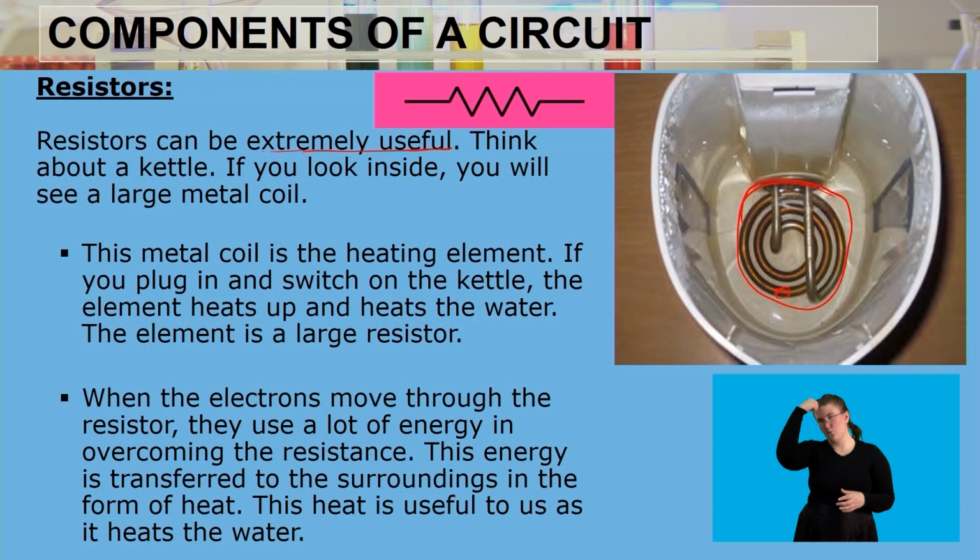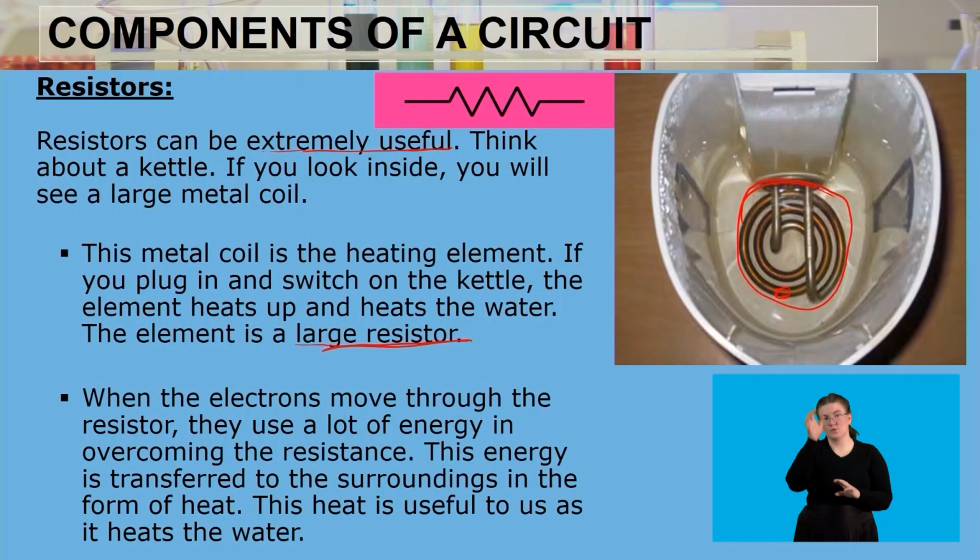So now when this element heats up, the water in the element will also heat up. Therefore, the element heats up the water, and the element is also known as a large resistor in this particular kettle. So when this element is heating up, it is also going to heat up whatever the contents are inside that container, in this case, in this kettle. So how does that happen?